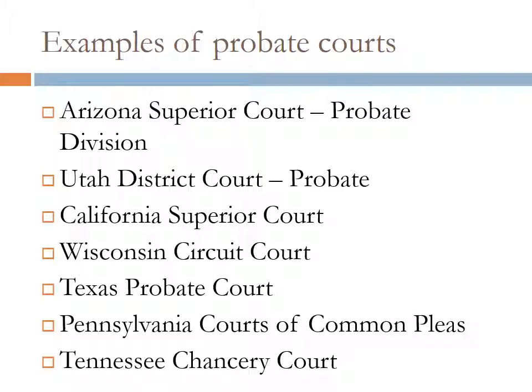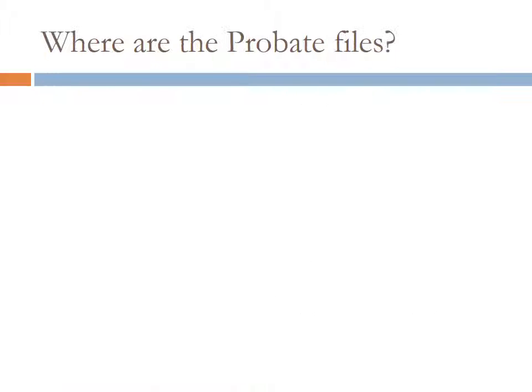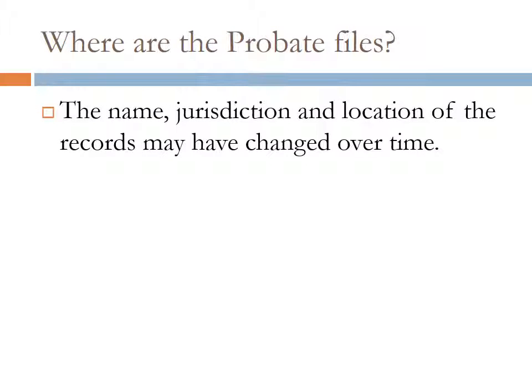So depending on the area of the United States, the way that the probate court is handled and the jurisdiction of the court, meaning which court had the right to handle probate matters, not only varies in the way that the matters are handled by that particular court, but they also vary because the names of the courts change from state to state. So where would you go to look for probate files? Where are these files? First of all, you need the name, the jurisdiction, and the location of the records, and that may have changed over time.